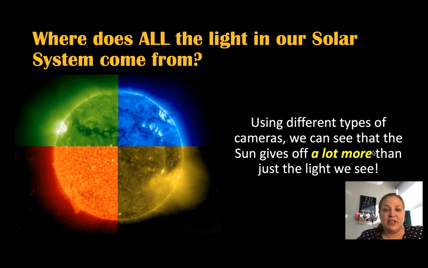So using different types of cameras, we can actually see that the sun gives off a lot more radiation than just the light that we see. So these images are from the SOHO Observatory, SOHO. And the only one that is visible light is this orange one that's down in the bottom left. I'm not sure what the blue is. Actually, I've forgotten what they all are except for the visible light.